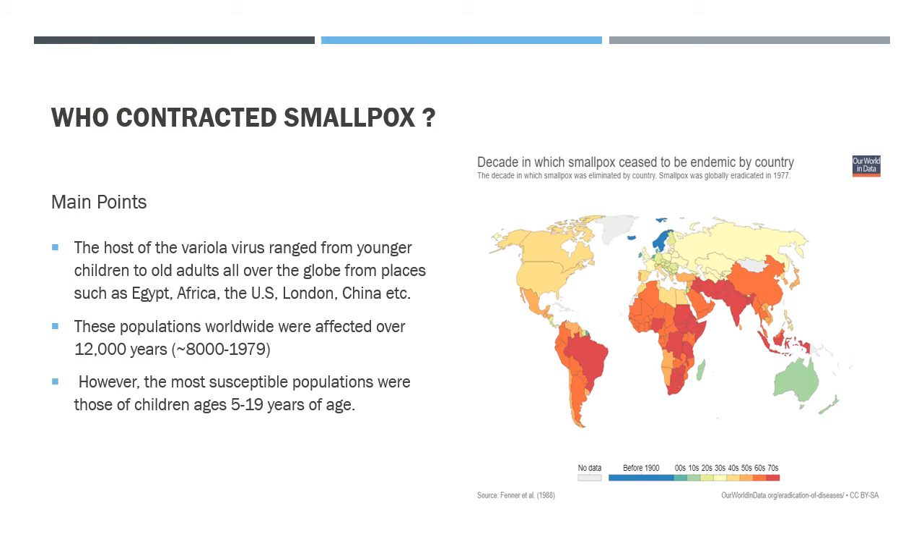So who contracted smallpox? The hosts of the variola virus range from younger children to older adults all over the globe from places such as Egypt, Africa, London, China, and even the US. These populations worldwide were affected with smallpox for 12,000 years. However, the most susceptible populations were those of children, ages 5 through 19. To our right, we have a map displaying exactly at what times smallpox ceased to exist in these communities.